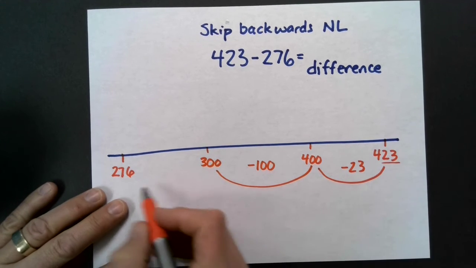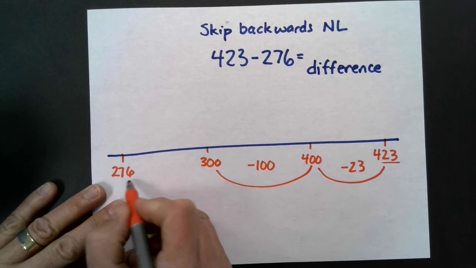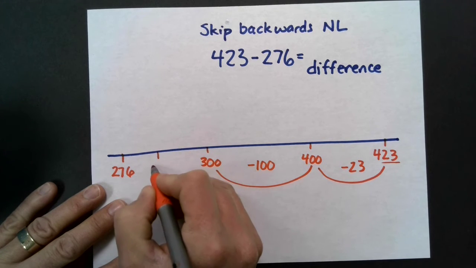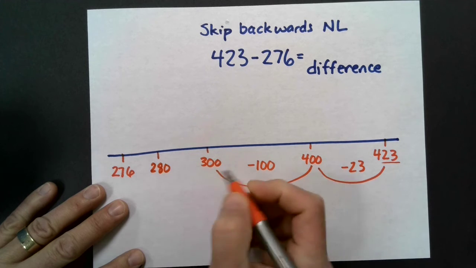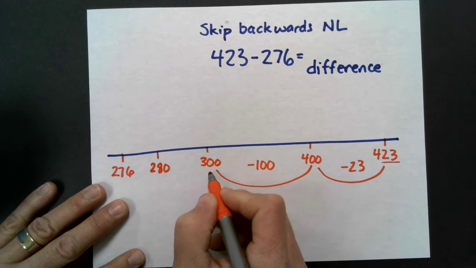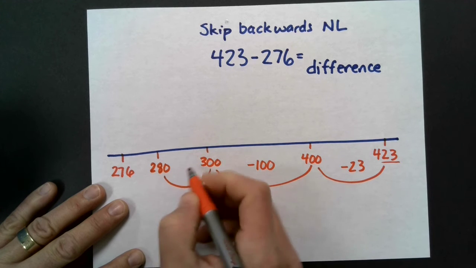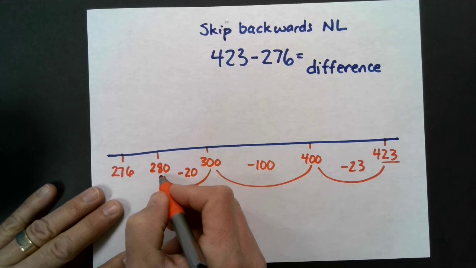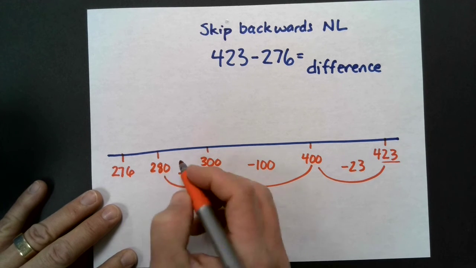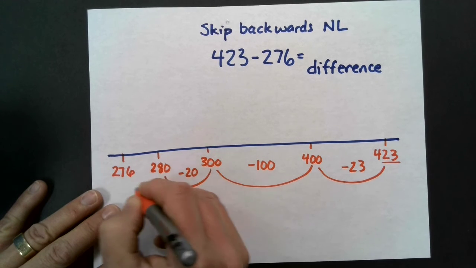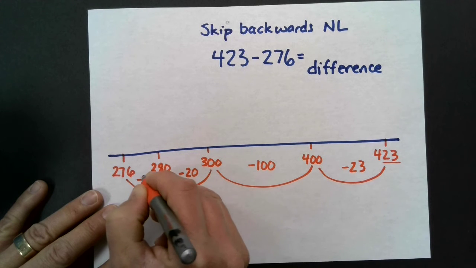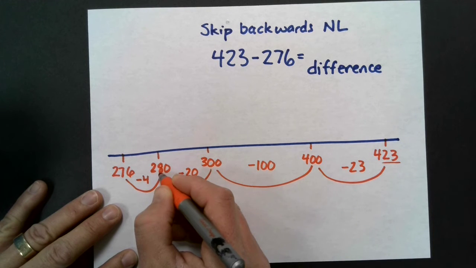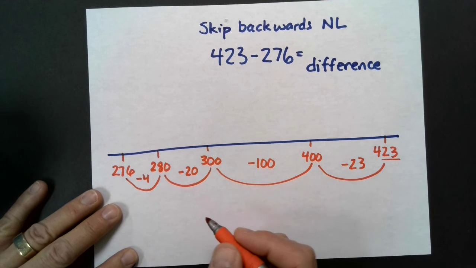Again, I'm going to use my rounding, and I'm going to think about 276 rounded to the nearest tens would be 280. So that's going to be my target. I'll write that down. And I'm going to think about 300 to 280 is going to be going backwards 20. And now all I have to do is go from 280 to 276. So I know that 276 and 280 are 4 away. So I've jumped back 23, 100, 20, and 4 using my rounding skills.